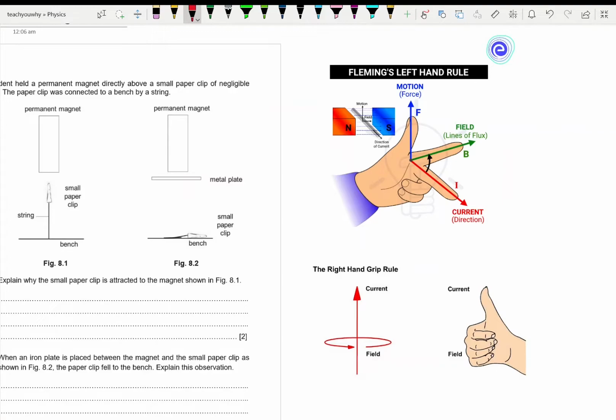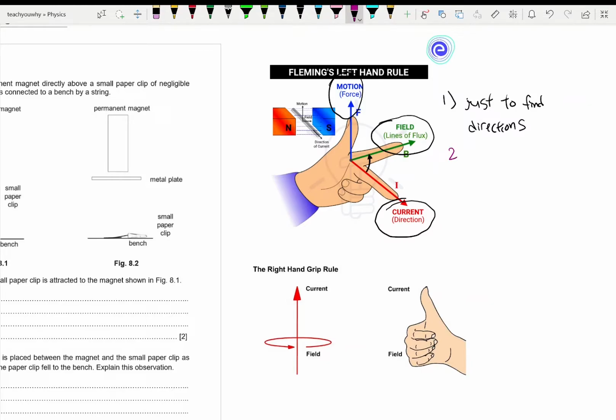Okay, so Fleming left hand rule, how is it used and when do we use it? It is used when you have a magnetic field acting in the presence of a current, which will result in a force. Basically, its purpose is just to find directions. Directions of what, you may ask. Directions are either the B field, okay, B field is magnetism, or force, or current. The whole purpose is really just to find the direction.